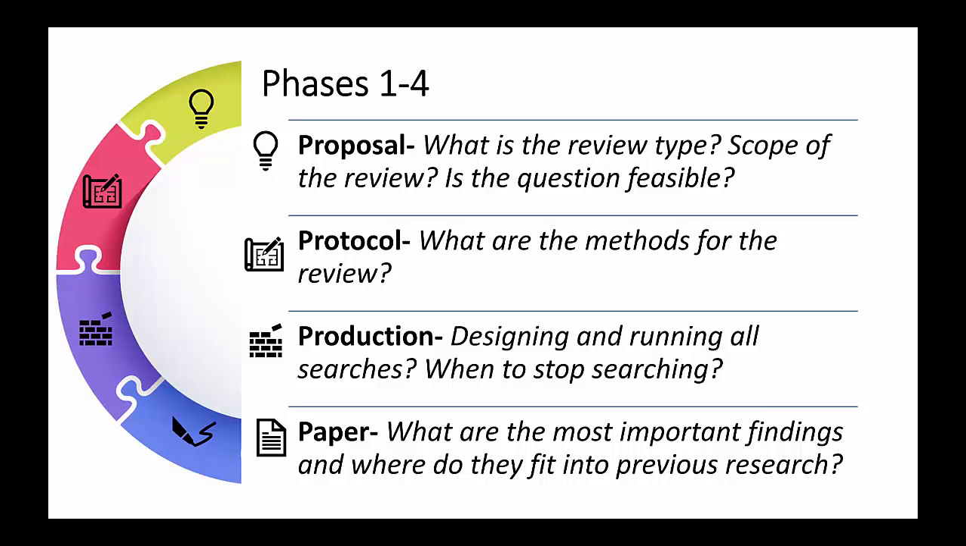Okay. So in the proposal phase, like I said, we talk about what is the review type, what's the scope of the review, the protocol. You figured that part out in the proposal. Now the protocol is you're going to focus on the methods, and of course sometimes those need to be registered. We're going to talk all about that next time. And then you get into the production. So now they're in the middle. They're running it. Where all do you search? When do you stop searching? That kind of thing. And then the paper. And so that's going to follow the organization of our series.